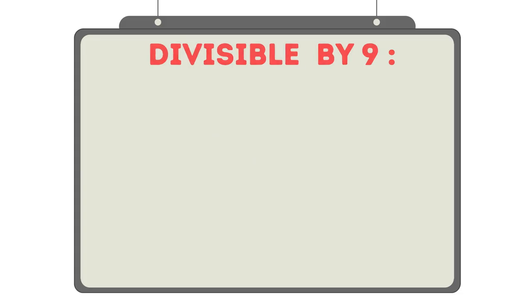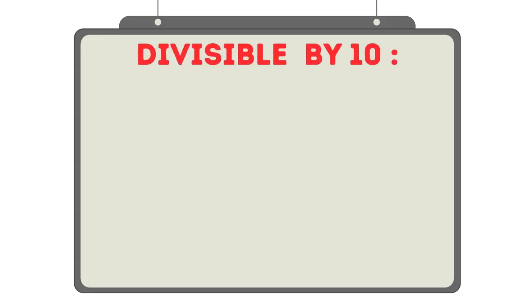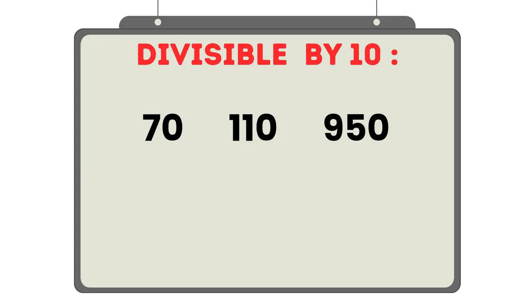Lightning fast. Check divisibility by 10. A number is divisible by 10 if its last digit is 0. That's it. No other checks needed.